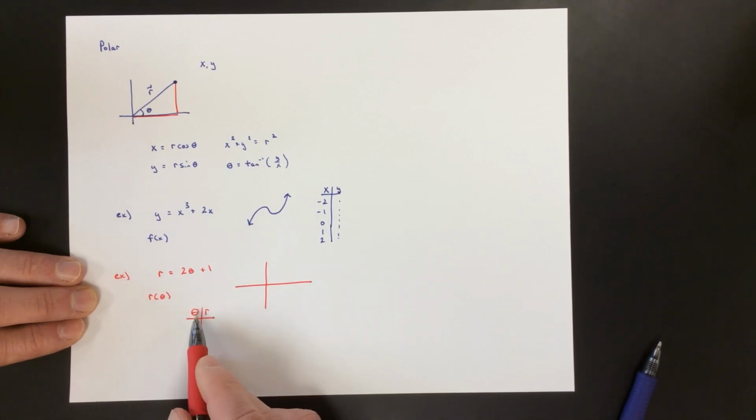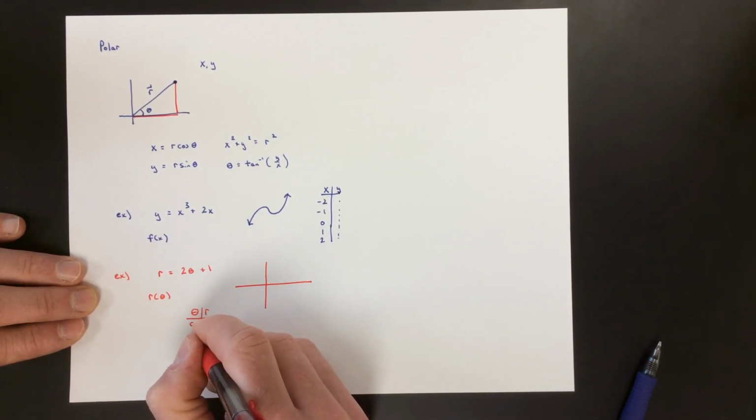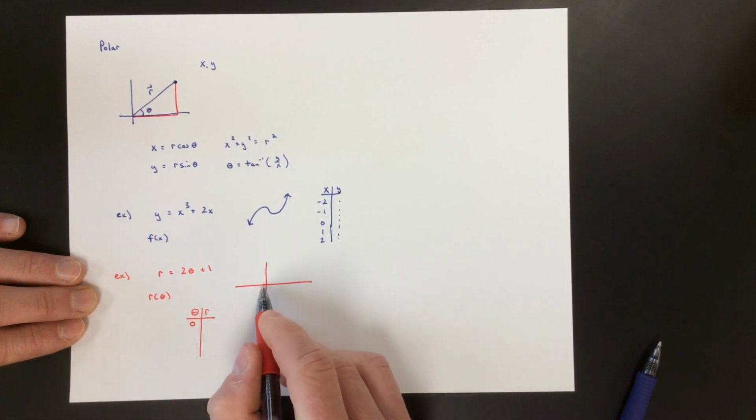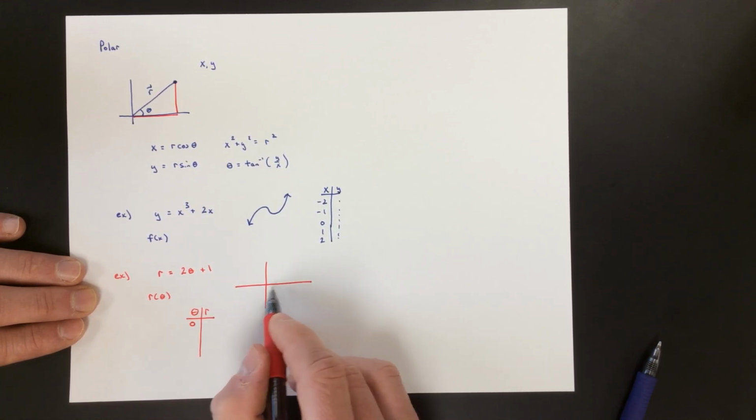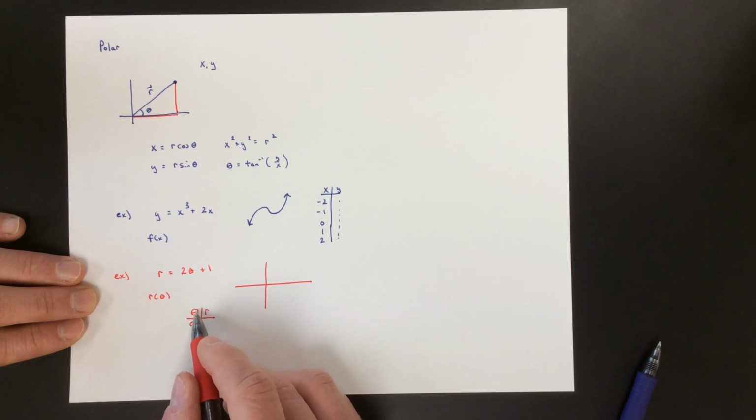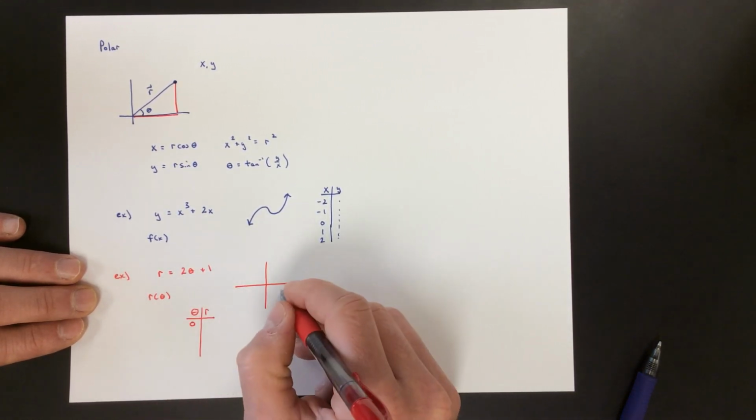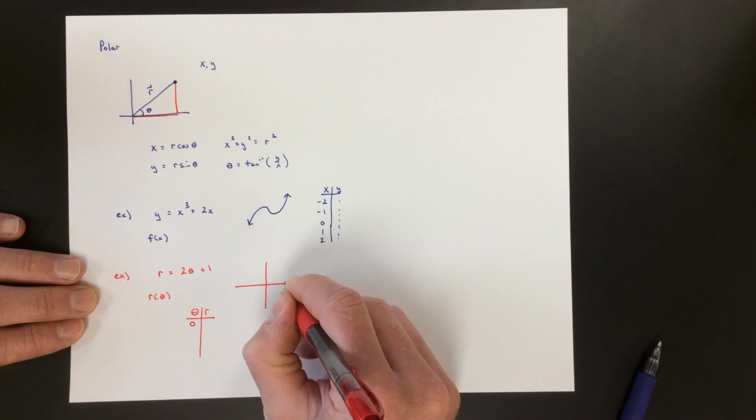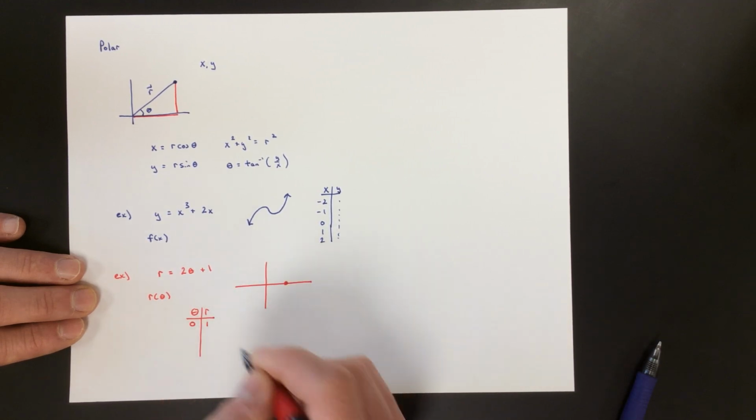theta is the amount you've rotated, and then r is that distance. So when theta equals 0, and again, theta equals 0, we always start with the x-axis. That means we're pointing straight to the right, right? That's what an angle of 0 means. And what's r? Well, when theta equals 0, r equals 1. So plot that point, right? That's at an angle of 0 and an r of 1.